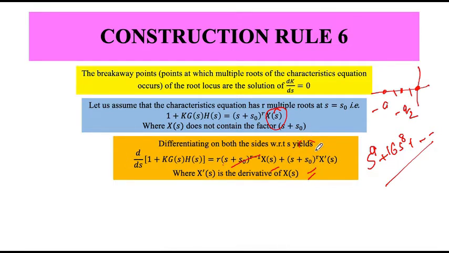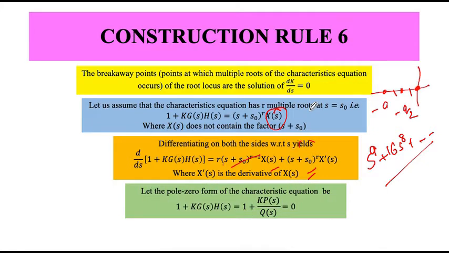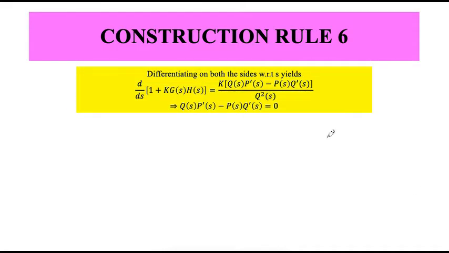So let's leave this here and then come back. In pole-zero form, I can write 1 plus k g(s) h(s) equals 1 plus k P, where P is my new polynomial of numerator over polynomial in the denominator, and let's see what this has to do. Okay, so I can differentiate the earlier one. When I am differentiating, I will just be doing the same thing, right?